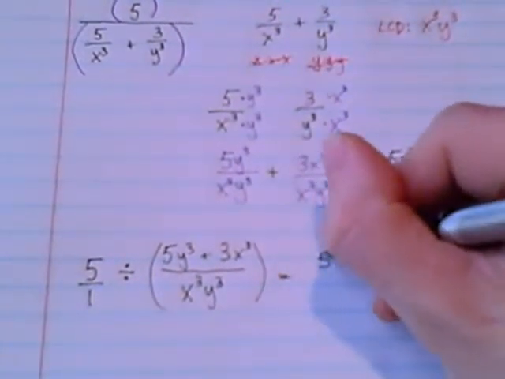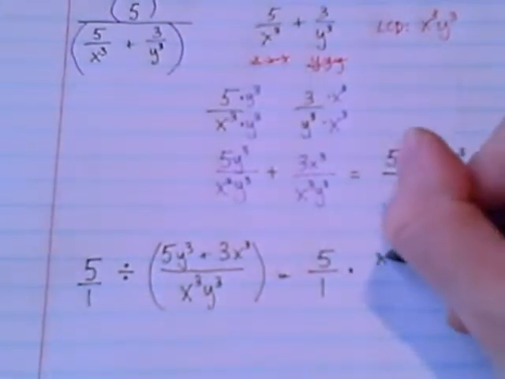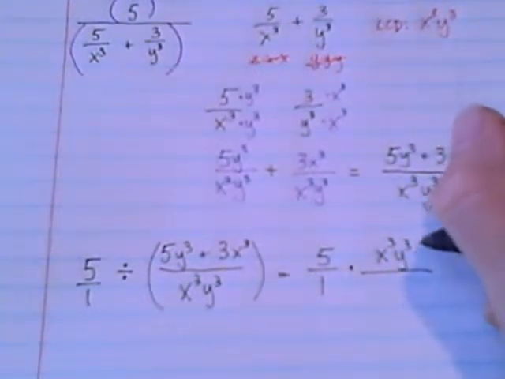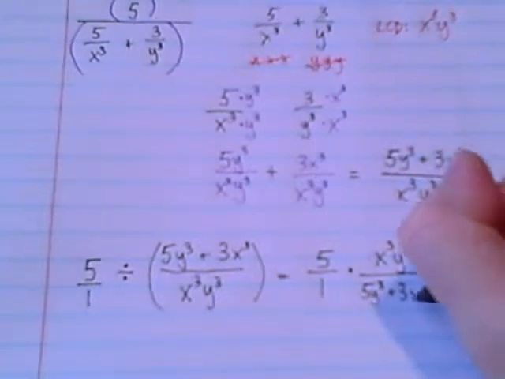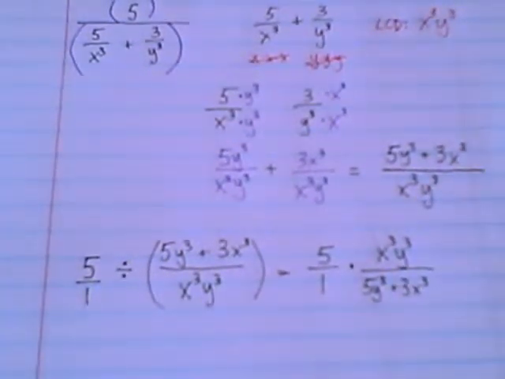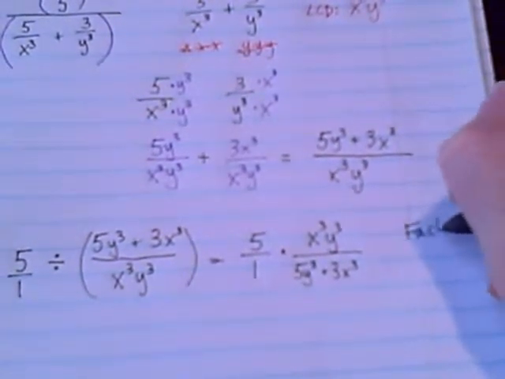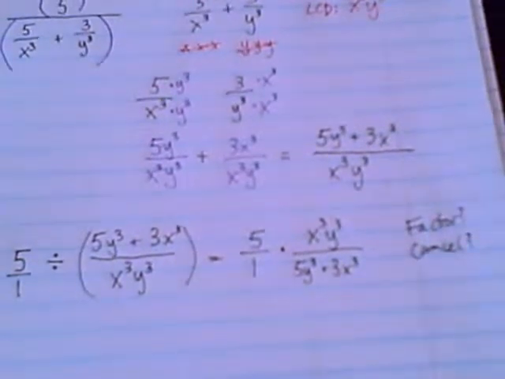I'll flip and multiply, so the first fraction will not change. It's the second one where we'll use the reciprocal. x to the third, y to the third in the numerator, 5y to the third plus 3x to the third in the denominator. How do I like to finish? Can I factor? And then is there anything that I can cancel?